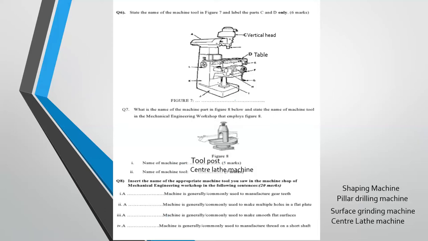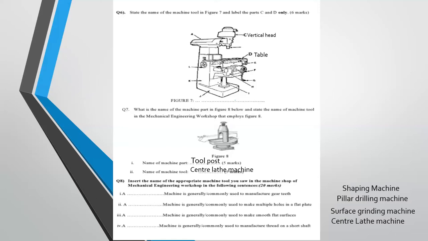The next question is, insert the name of the appropriate machine tool you saw in the machine shop of the mechanical engineering workshop. In the following sentences, we have to determine the best machine for these processes. The first function is a machine generally or commonly used to manufacture gear teeth. So what machine can do that for us? It's a shaping machine. Shaping machines are used to manufacture gear teeth and other complex shapes on a workpiece.